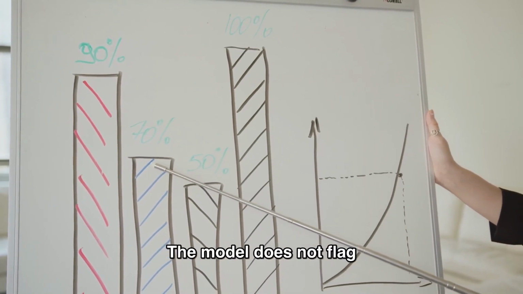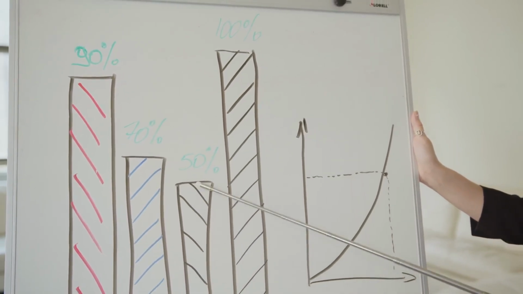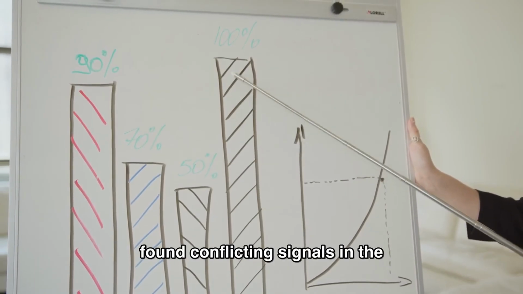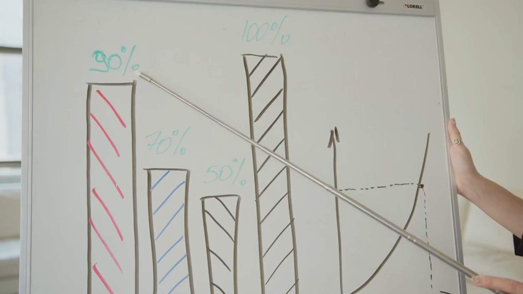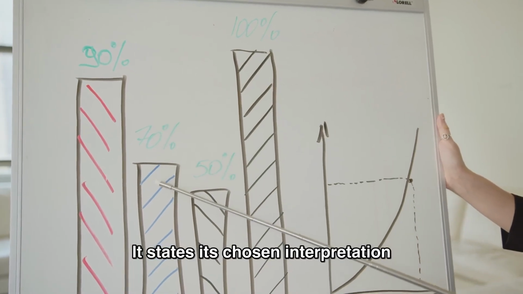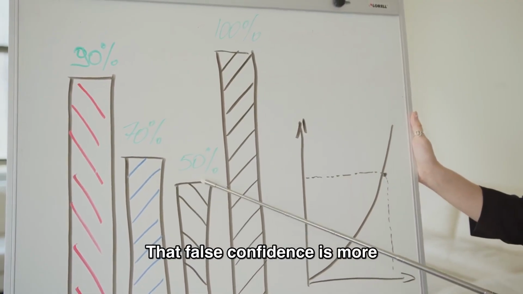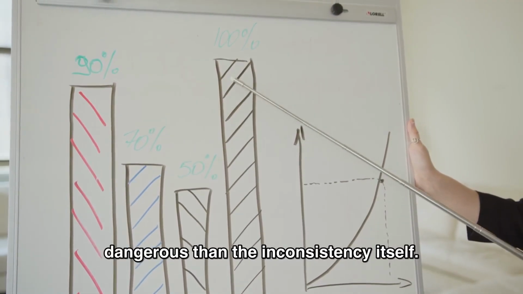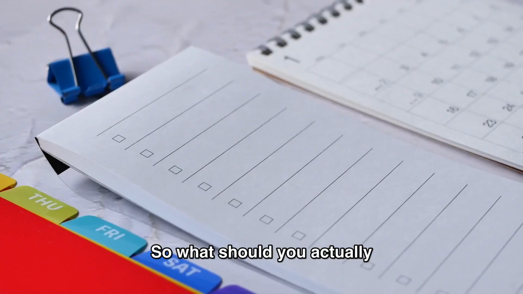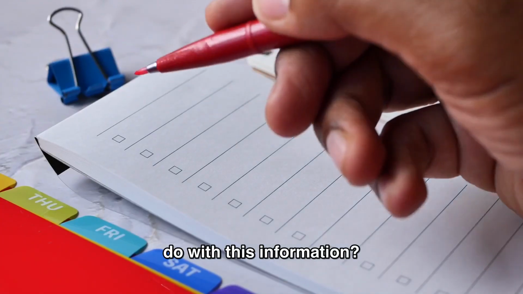The model does not flag its own uncertainty in these moments. It does not say it found conflicting signals in the document. It states its chosen interpretation as though it is the only reasonable reading of the text. That false confidence is more dangerous than the inconsistency itself. So what should you actually do with this information?